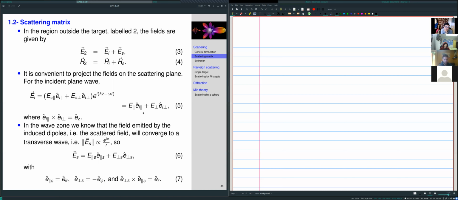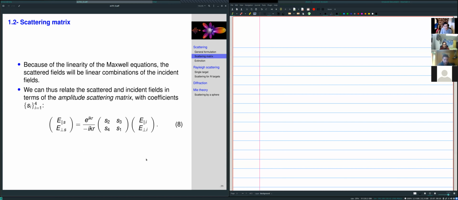Away from the induced dipoles, we know that in the far zone we'll have radiation in the form of a spherical wave whose radial modulation is an oscillating exponential divided by R. This we saw in the last chapter. We also saw last time that there is a linearity between the scattered wave and the incident wave, because of the linearity of the Maxwell equations.